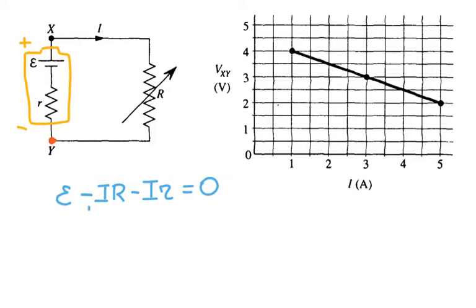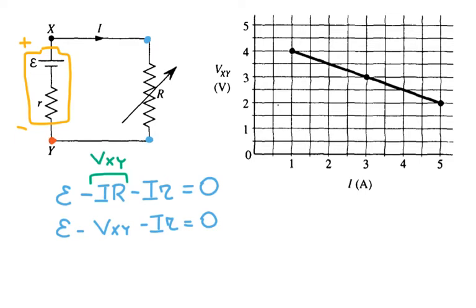Also, I see that this part is Vxy. The voltage between these 2 points is equal to I times R, so I can write that as Vxy. So I'm going to rewrite this equation as EMF minus Vxy minus Ir is equal to 0.